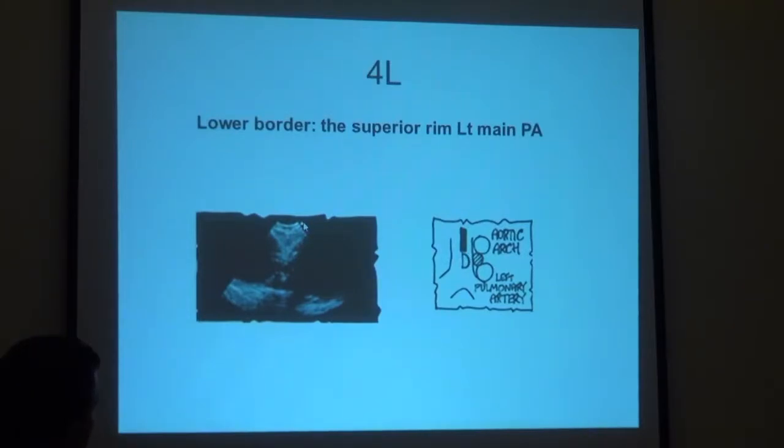Again, this green dot here corresponds to this location, okay? So this green dot tells you that this is the aorta and this is the pulmonary artery, and your needle is going to go this way. So again, Mickey Mouse is the 4L. That's what you look for.